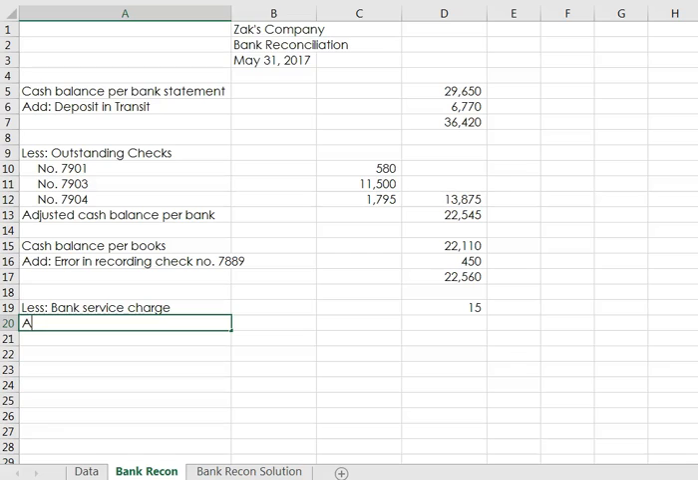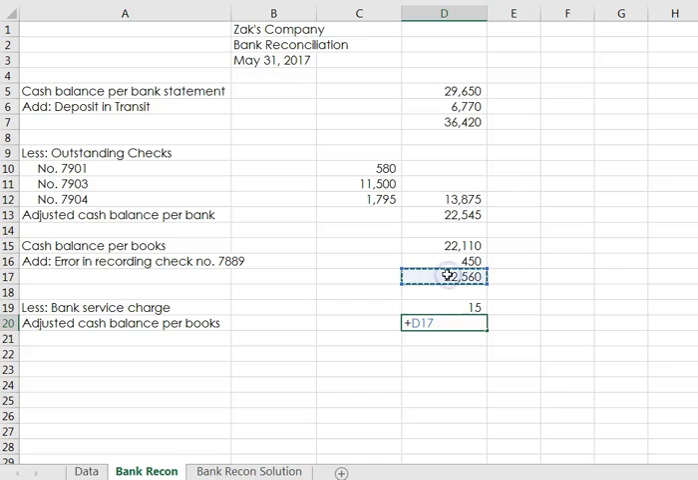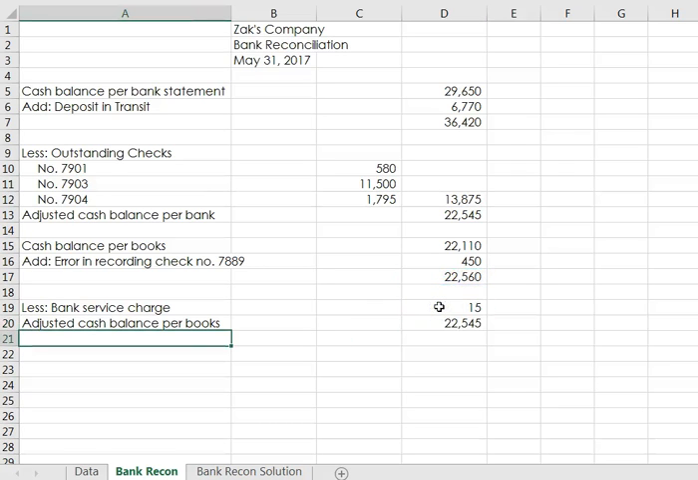Since these are all the items that affect the book balance, I total the adjusted cash balance per books, which is $22,545. This balance must match the balance from the first section of the report, or the bank account is not reconciled.